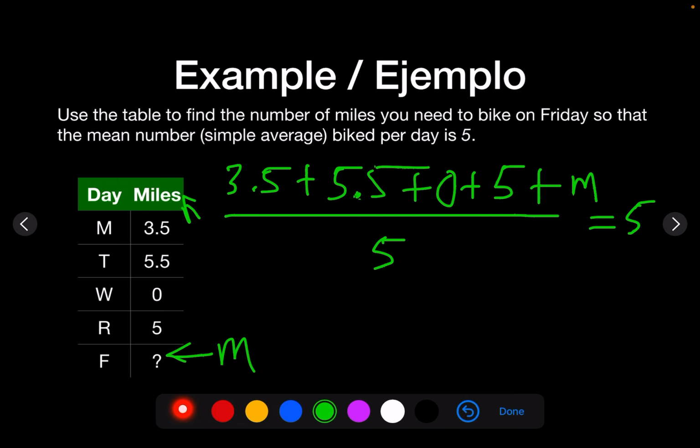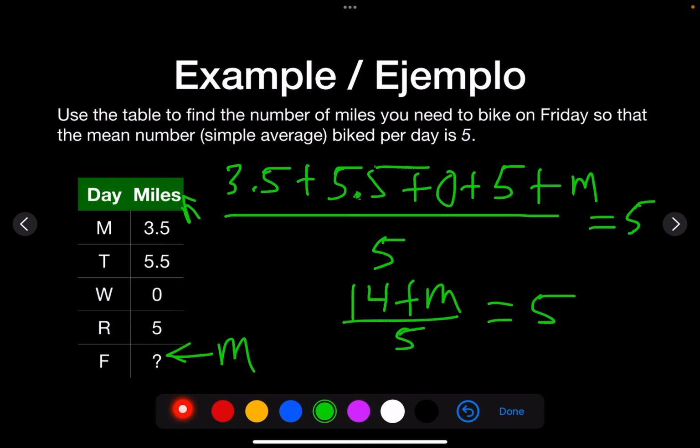So then we can do this arithmetic in our head: 3.5 plus 5.5. So the 0.5s make a 1, with a 5 is a 6, with the 3 is a 9. And then over here with the 5 makes that 14. So 14 plus m in the numerator, divided by 5. Then that equals 5. So what we want to do from here is realize that the numerator and denominator are as simplified as possible. And that means that we have to undo this division, because right now this fraction bar is like a grouping symbol, and we want to ultimately get that m by itself.